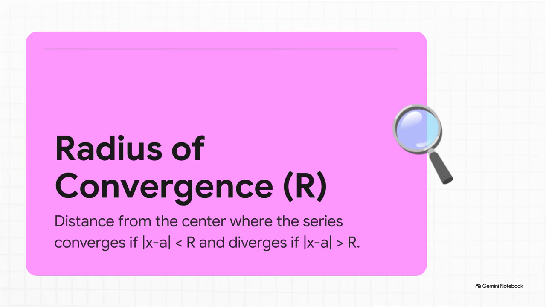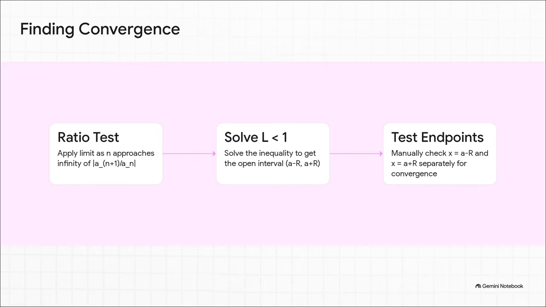But the very second you step outside this strict boundary, the whole infinite sum spirals completely out of control to infinity. It diverges and, well, the math basically becomes useless. So, how exactly do we find this safe zone? Well, we have a highly reliable 3-step algorithm.